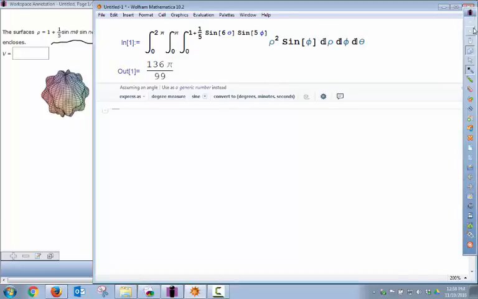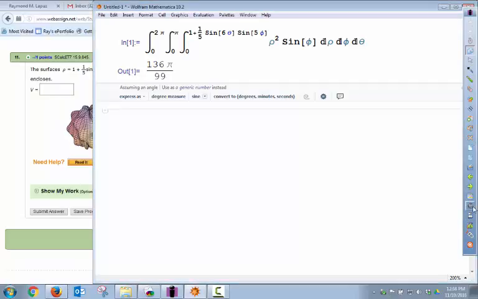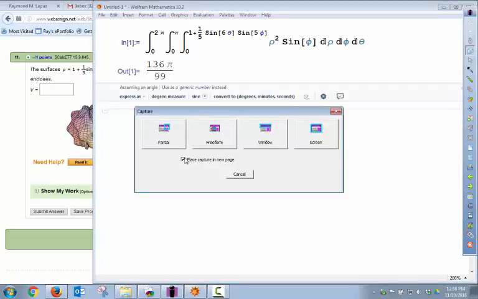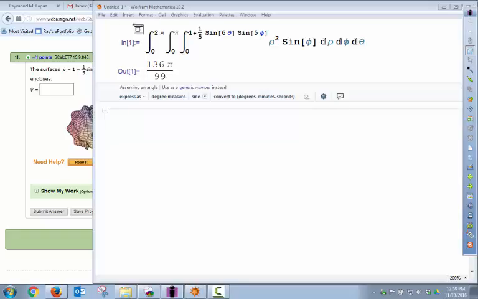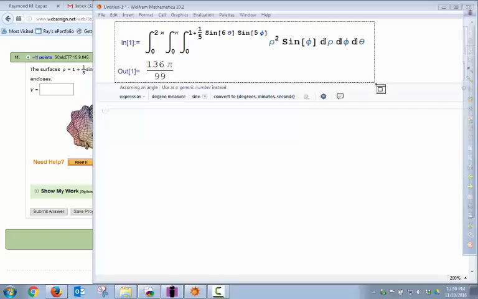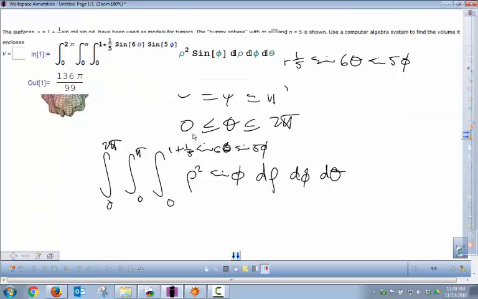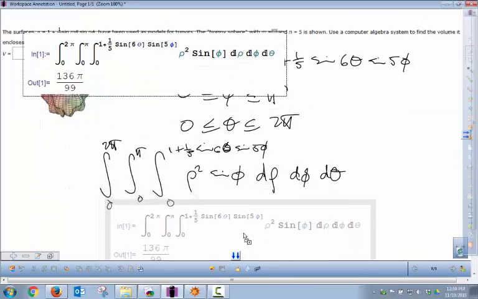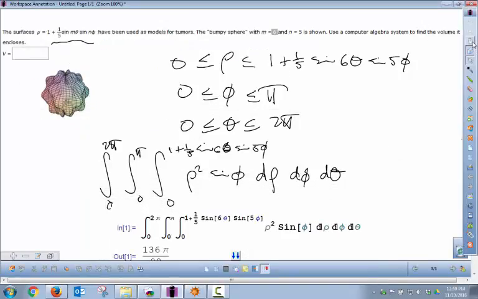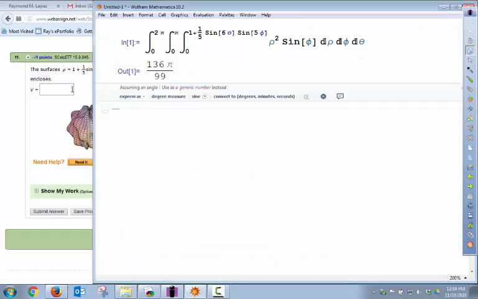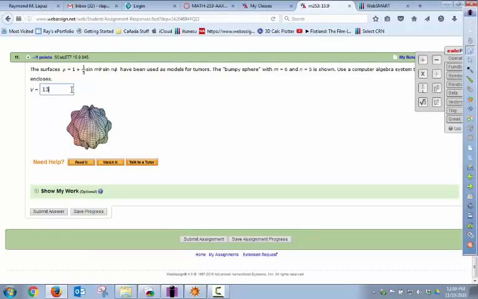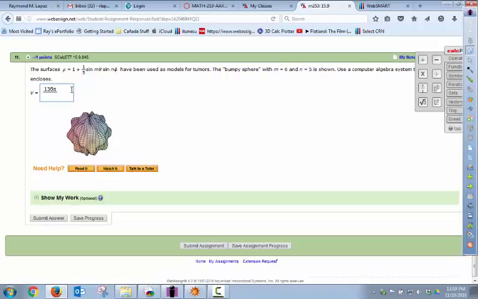So I wanted to copy this. Do you remember what decimal you put in? No. Can you compare it to this and see if it's the same answer? 136 pi over 99. It seems right.